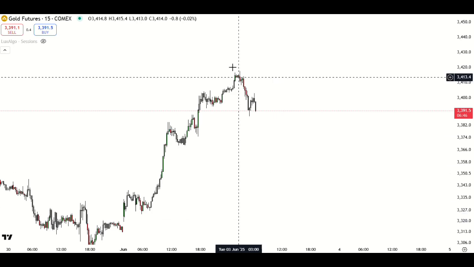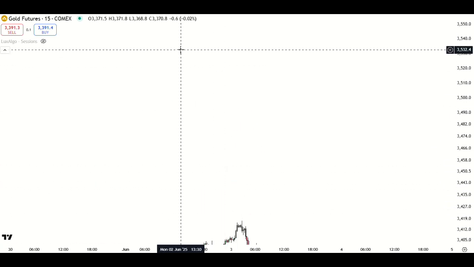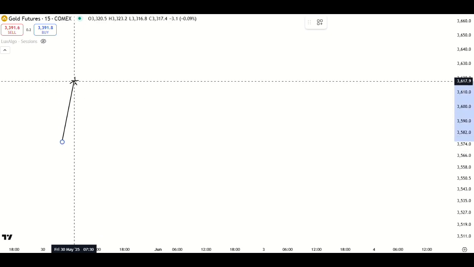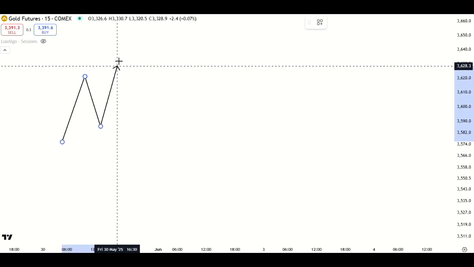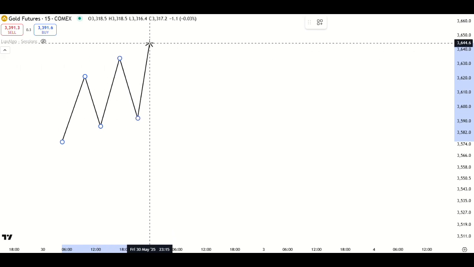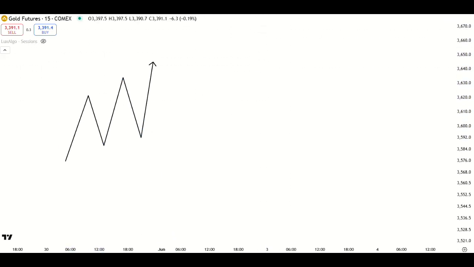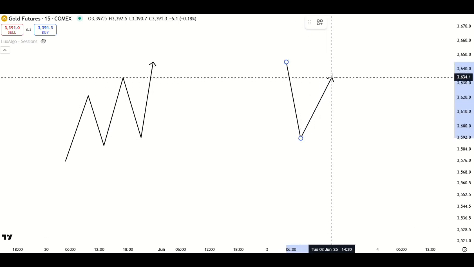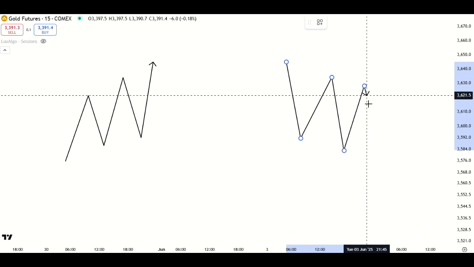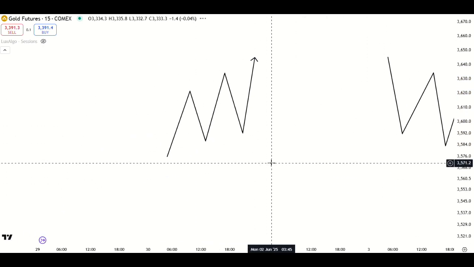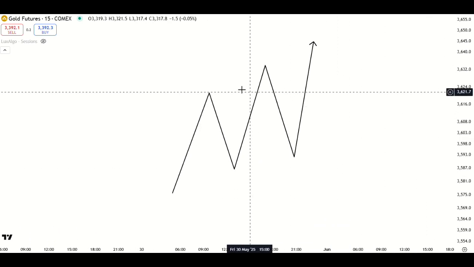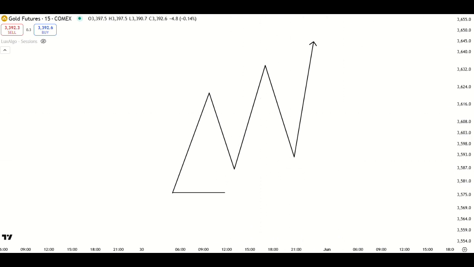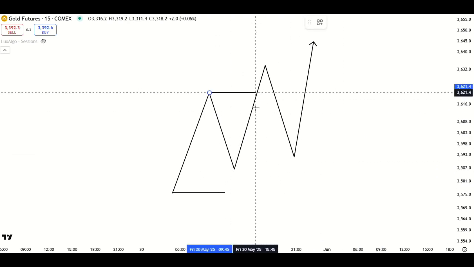So there are three types of market movements, right? Let me go and show it out for you guys. So there's an uptrend like this, and then there's a downtrend just like this. So we can see that there's a low here, right? And then there's a high over here.